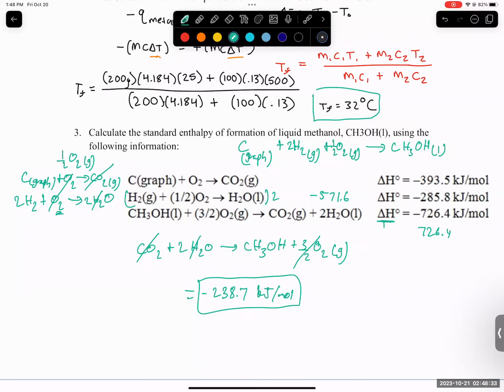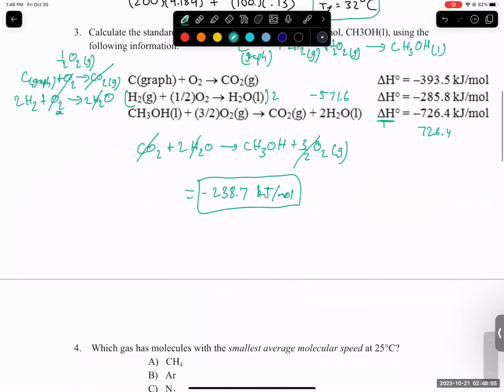Right, but don't you add the 2 negatives together? What do you mean? Don't you add them all together? Yeah, that's what I just did. 2 negatives. Oh, I was thinking multiplication. Yeah. All right, so your final answer, negative 238.7. Any questions there?